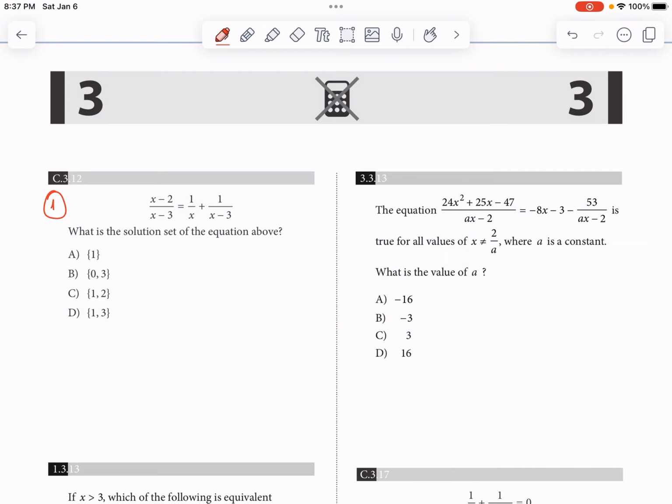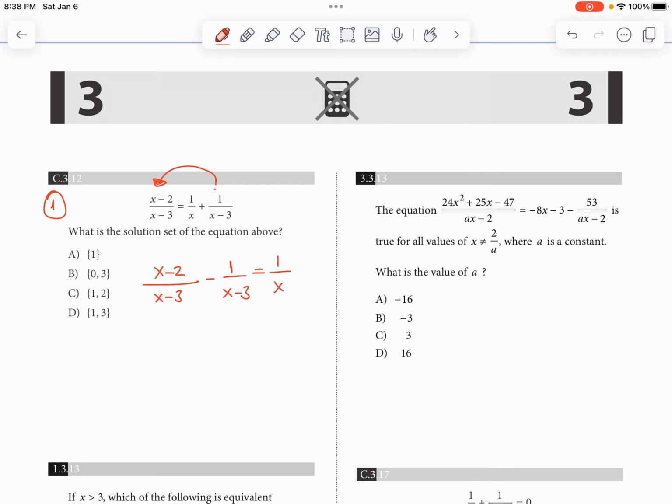First of all, I'm going to combine the fractions which have the same denominators on the same side. So I will transfer the 1/(x - 3) to the left hand side, and we have to change the sign. It is positive, so it'll be negative on the other side. (x - 2)/(x - 3) - 1/(x - 3) = 1/x.